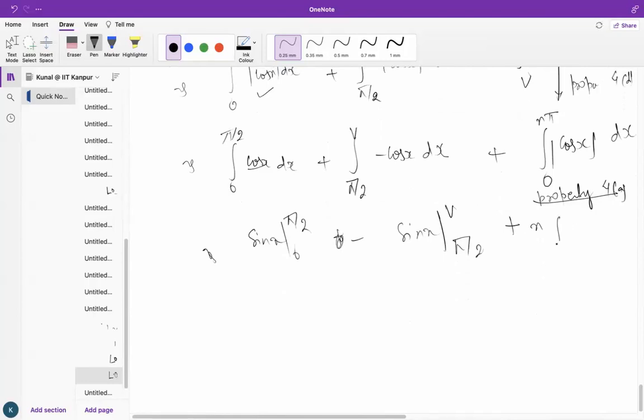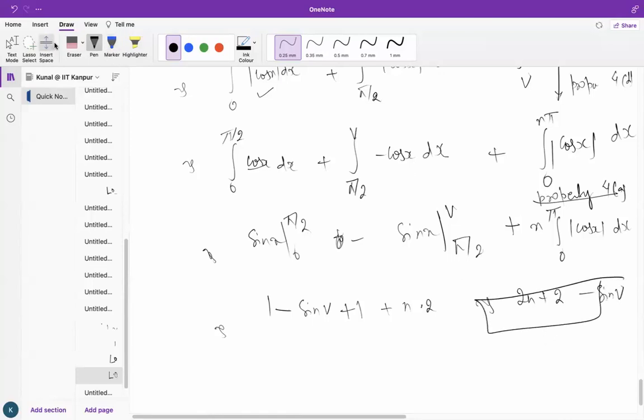So what we get, we have to integrate from 0 to pi mod of cos x dx. So let me solve here. So here we get 1 minus sine v, inserting that, and then we get plus 1, and here we get plus n times 2. So what we get from here? 2n plus 2 minus sine v. And this is what we actually have to prove.